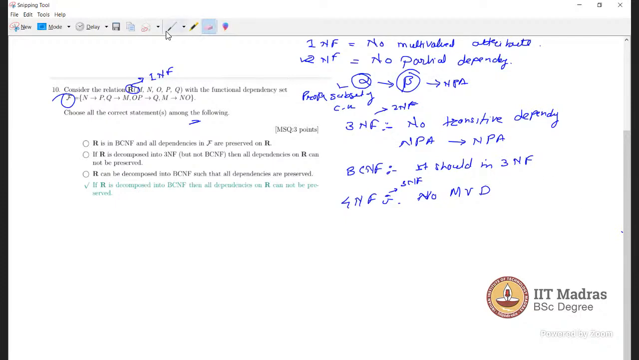So these are the conditions for first NF, 2NF, 3NF, BCNF, and 4NF. Okay. And yes, one more thing.